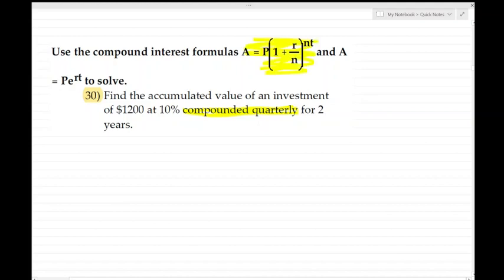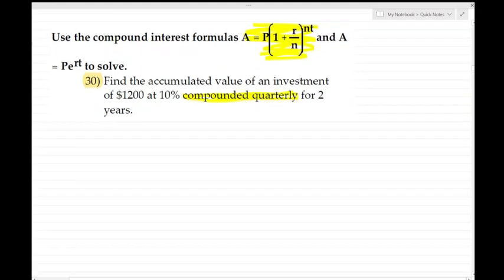Okay, so let's define everything that we are going to use before we start. So P, which is the principal or the initial amount, is 1200, so that'll be our P. The rate is the amount by which it's increasing. And in this case it's 10%, but we have to turn it into a decimal. So 10% divided by 100 is decimal 0.10 or 1/10.